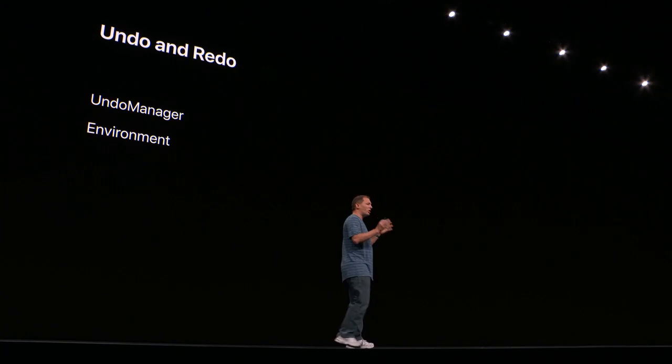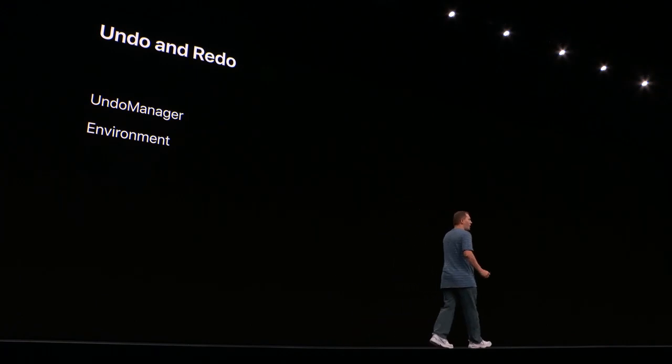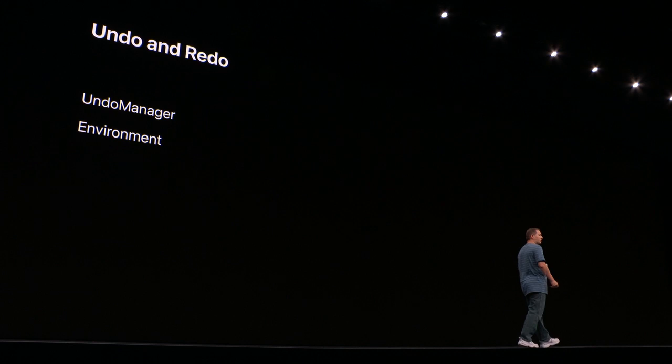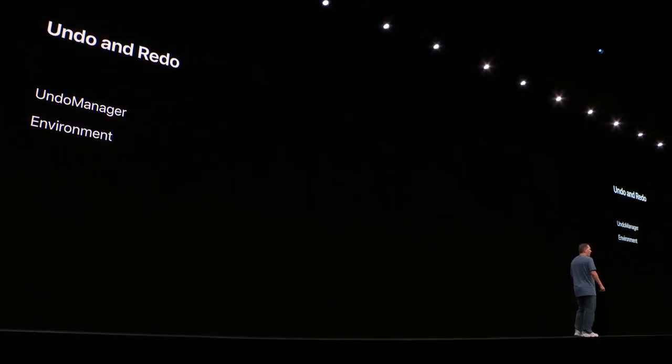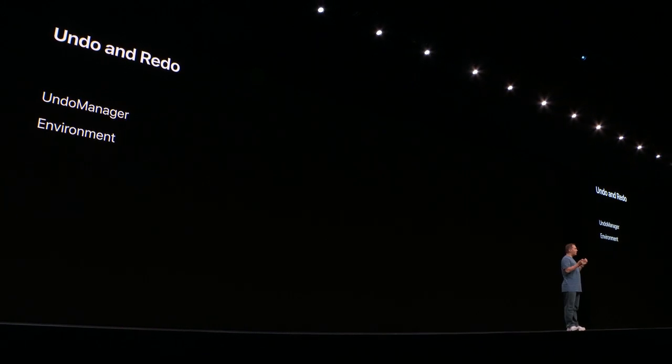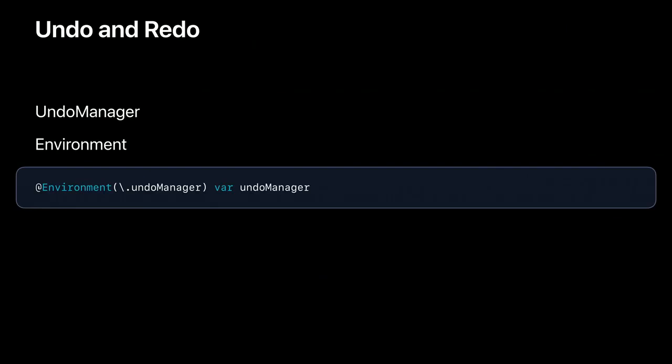Now, I know all of your applications out there already have great undo and redo support. And in SwiftUI, we use the same undo manager that you're already using. It turns out that in most cases, when you add new SwiftUI to your application, you don't need to do anything new with the undo manager. This is especially true if most of your undo registrations are being done at a lower level closer to your data model. However, if you do need access to the undo manager, you can get it using the environment property wrapper with the undo manager key path.